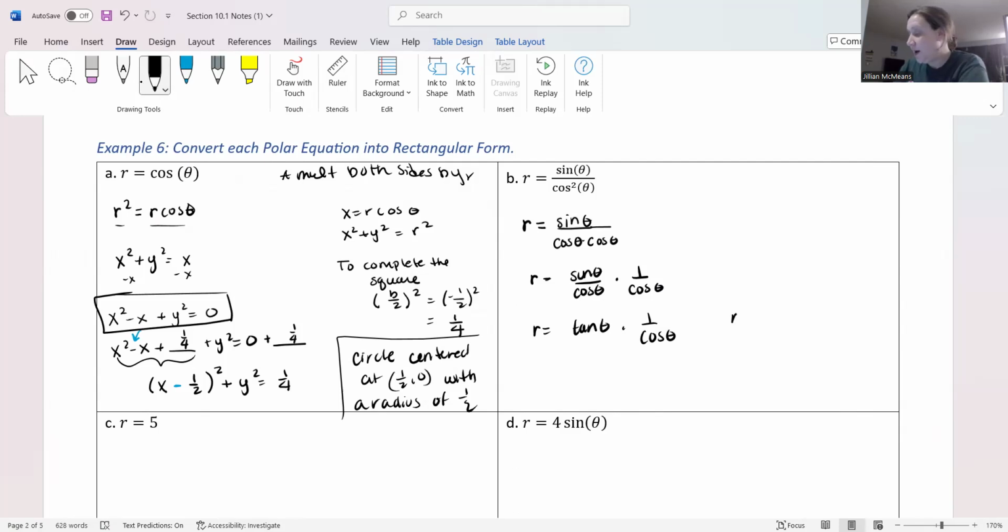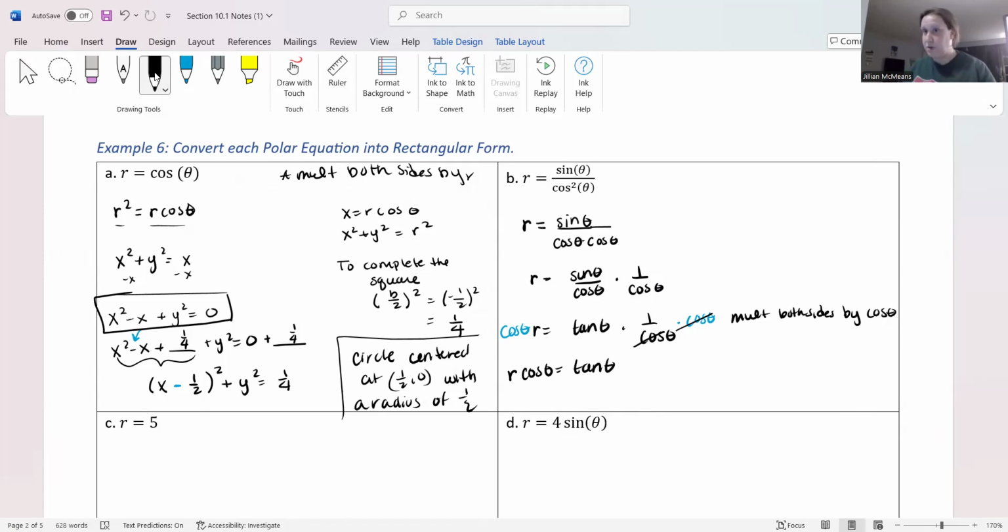Let's multiply both sides by cosine theta. So let's do that in blue. So we're going to multiply both sides by cosine theta. And then we're just going to kind of rearrange things and tweak them a little bit. Well, over here on the right-hand side, the cosine thetas just kind of divide out. That just becomes 1. Okay? So I'm left on the left with r cosine theta equals tangent theta. So let's see if that helps us.